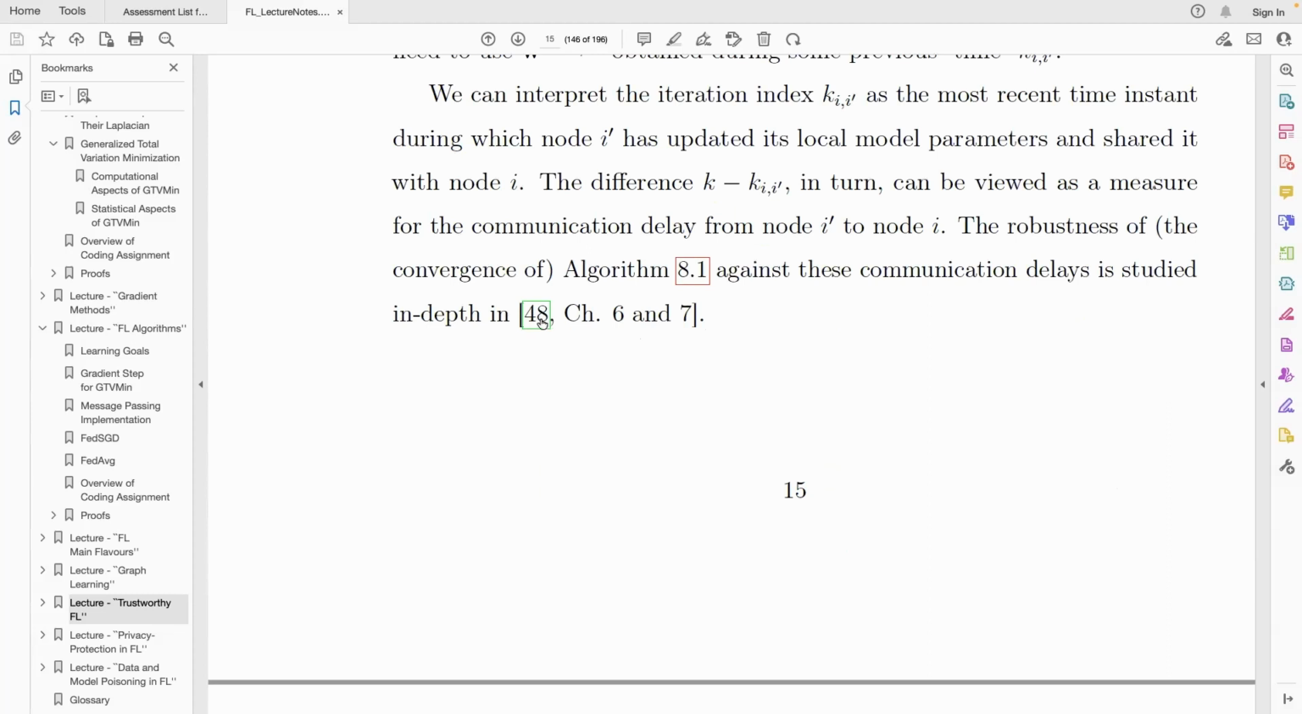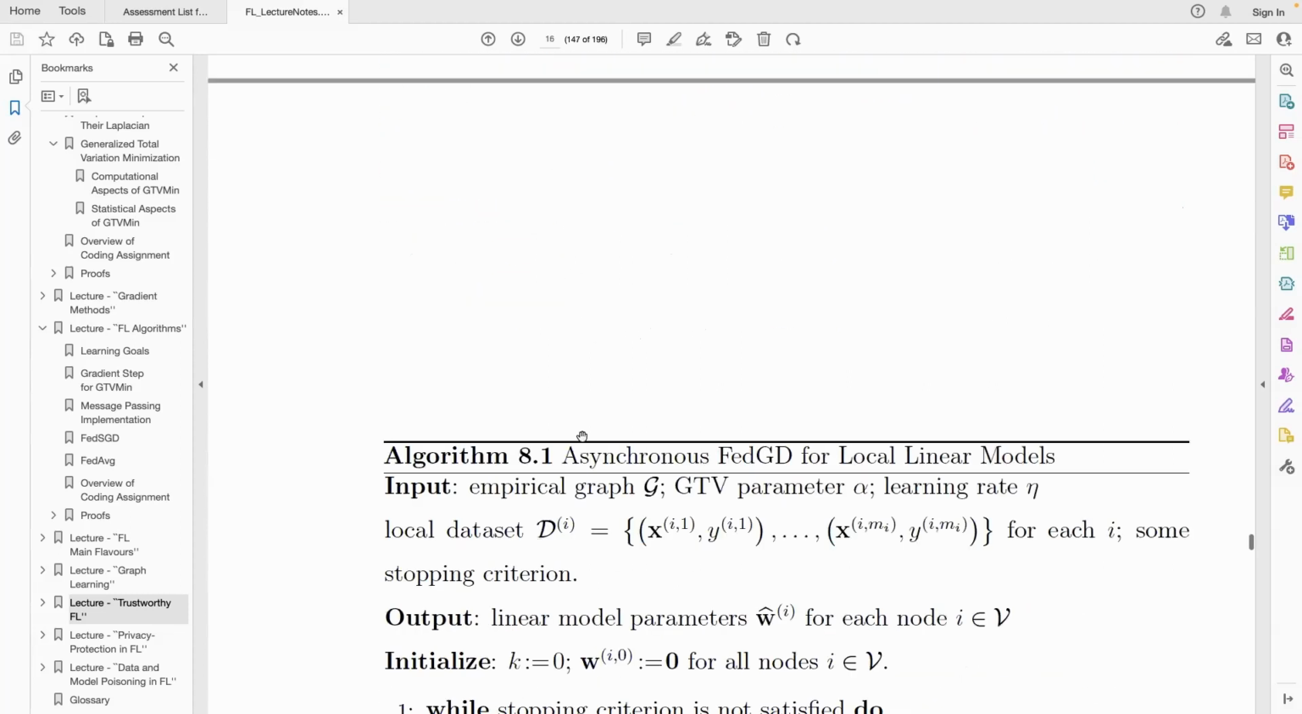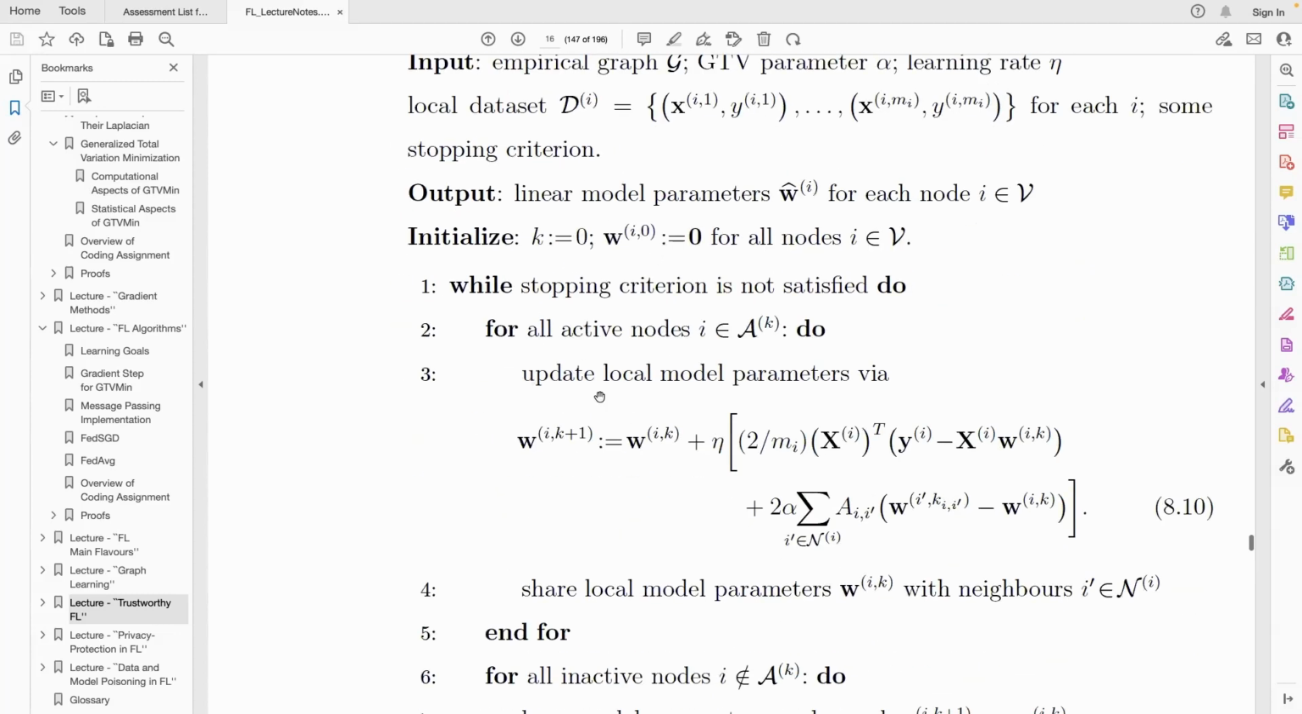You can find it in a textbook by one of my favorite authors on convex optimization and anything mathematical in general. I think he's a Greek guy, Dimitri Bertsekas. It's a beautiful textbook that I have referred to here, and chapters 6 and 7 are dedicated to the analysis of this family of totally asynchronous algorithms.